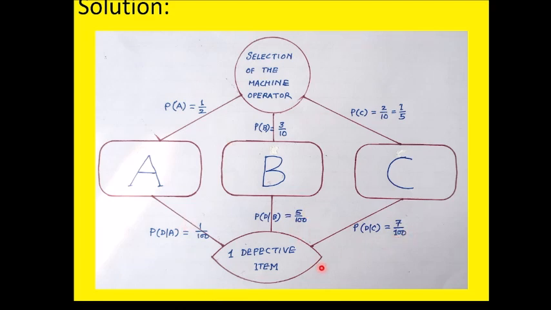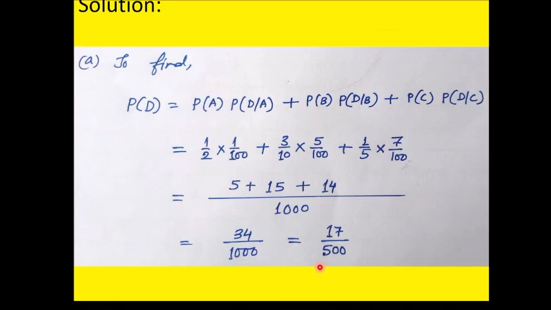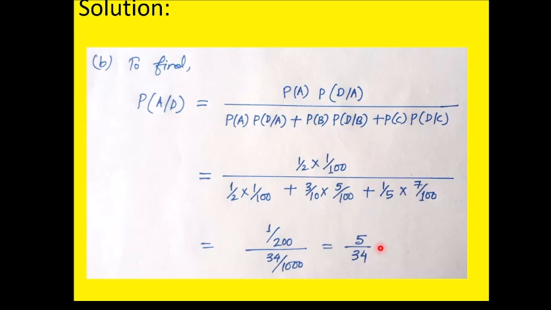Finally, a defective item appears. What is the probability that the item will be defective? P(D) I have used here, with P(A) P(D given A), and so on. Adding them, we get the answer 17 by 500. And what is the probability that it was produced from machine A? That is P(A given D). Again it is the favorable number of cases by total number of cases. So the answer comes to be 5 by 34. So these are the questions of 2019.